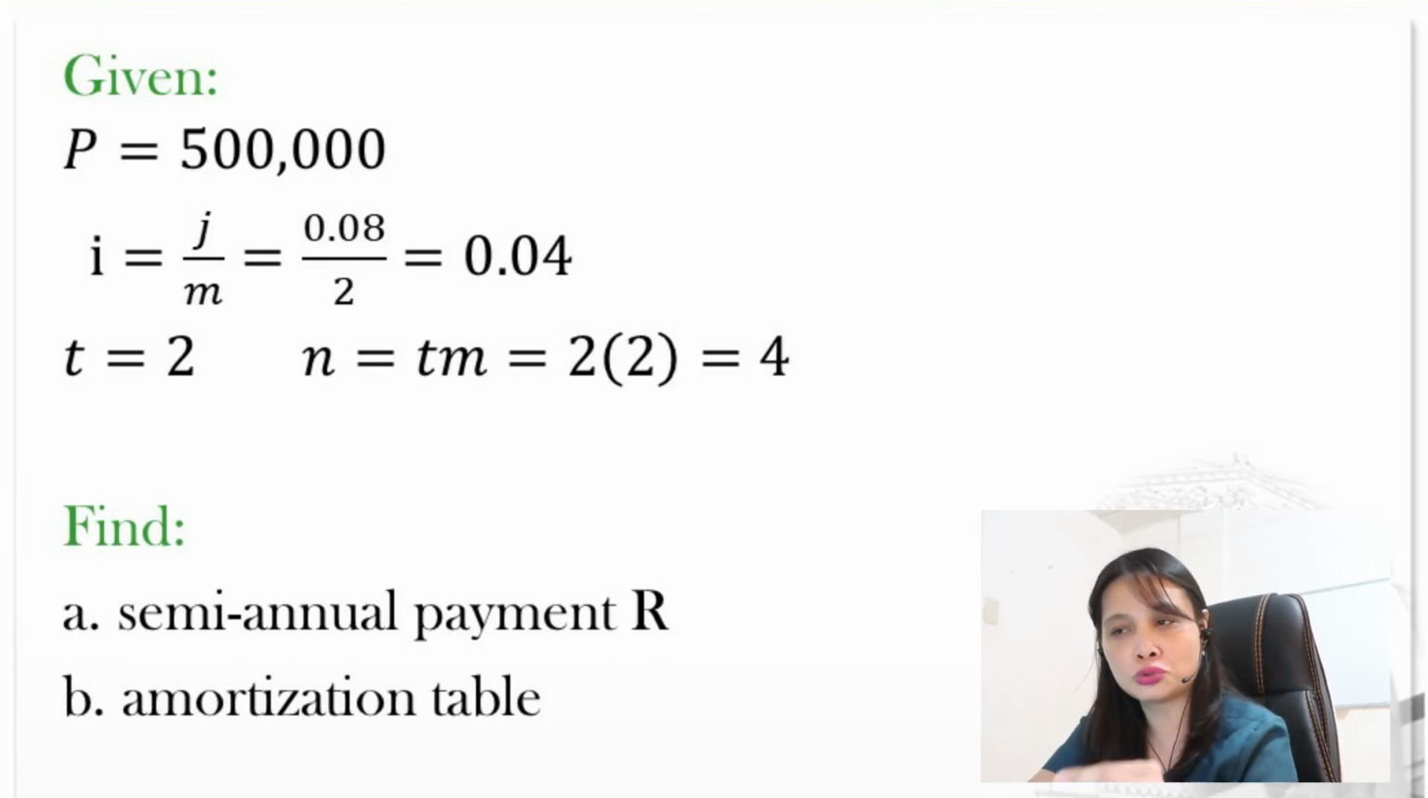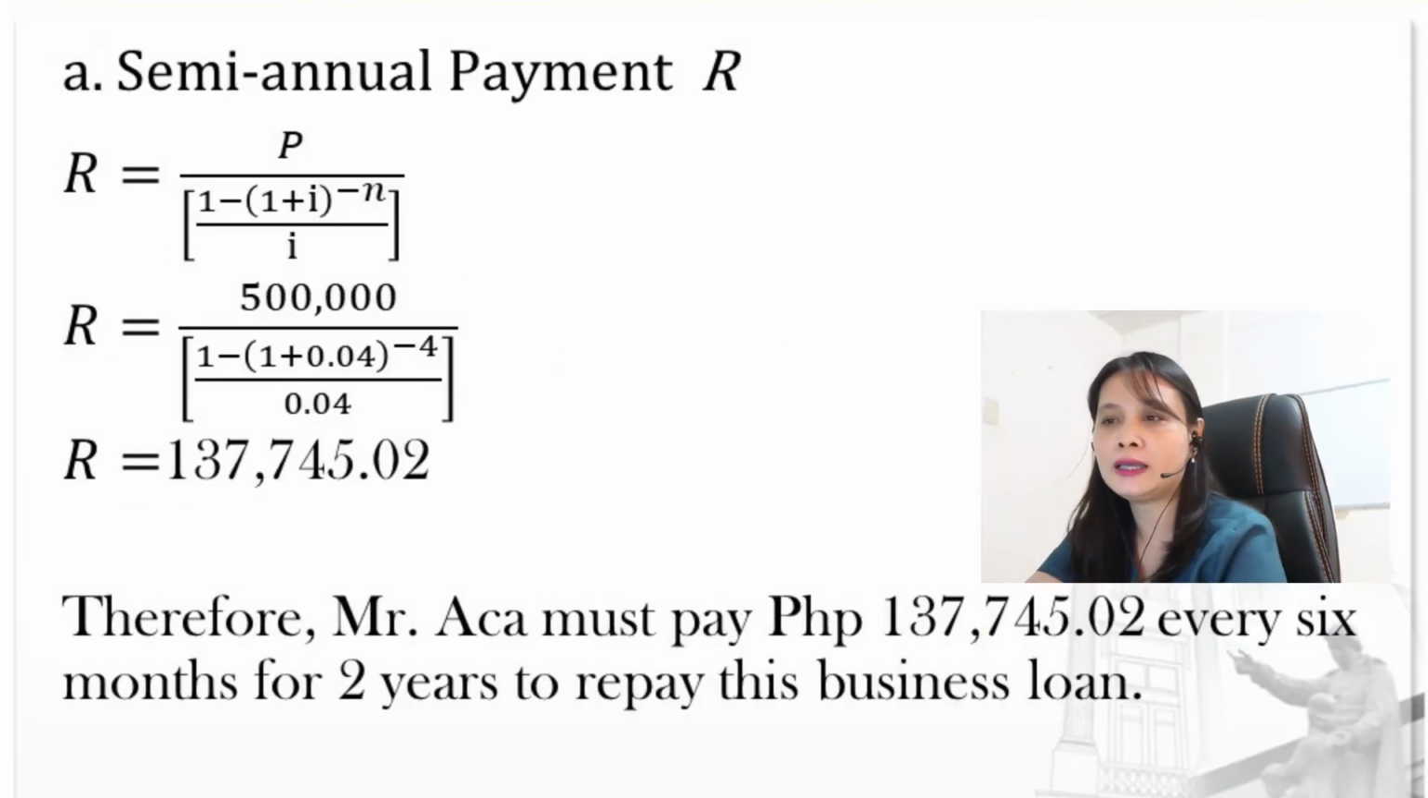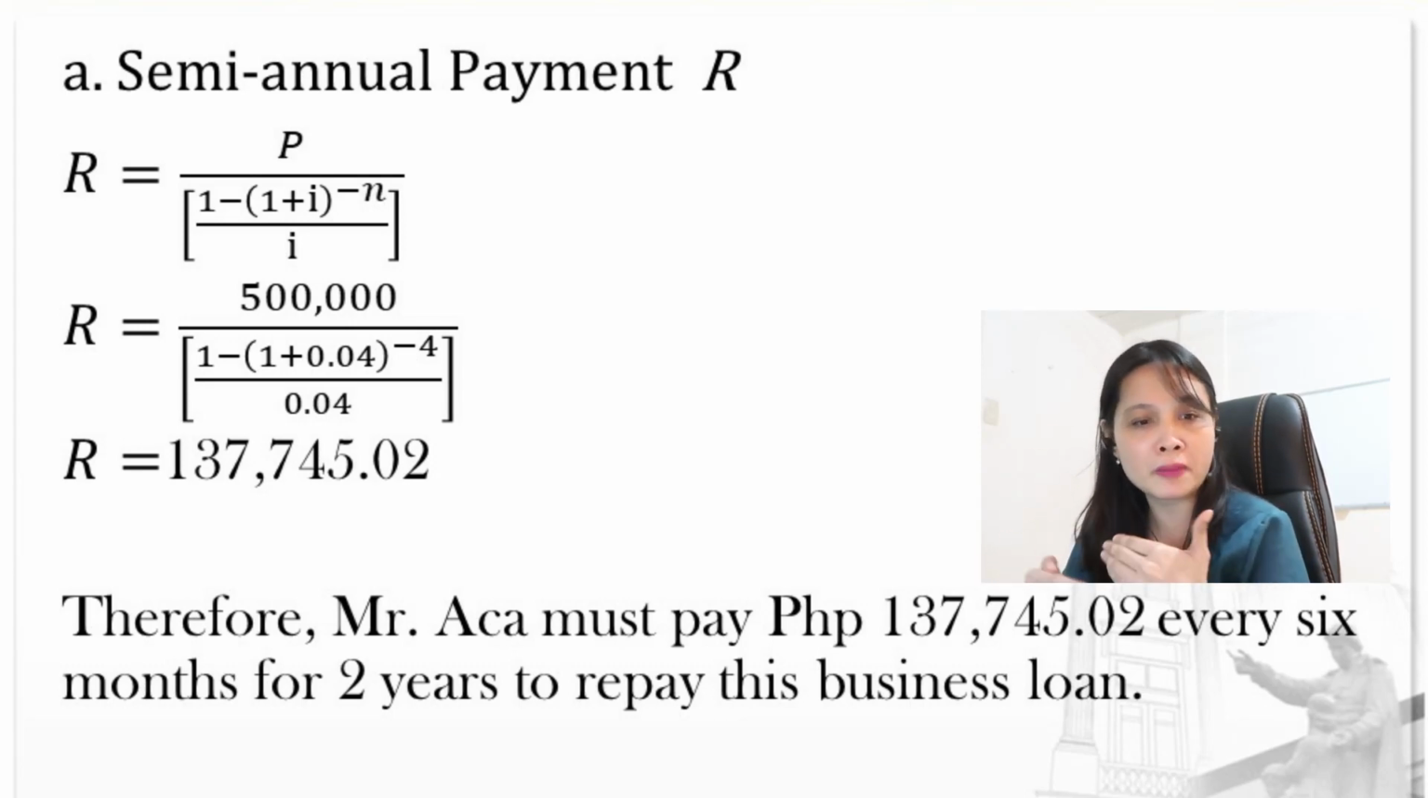So time equals 2. Your N will be time multiplied by conversion period. So you do have 2 times 2 because the time is 2 years. So you do have 4 semi-annual payments. That will be your N. Therefore, Mr. Arca must pay 137,745.02 every 6 months for 2 years to repay his business. So yun daw yung babayaran ni Mr. Arca. That's your regular payment, 137,745.02.